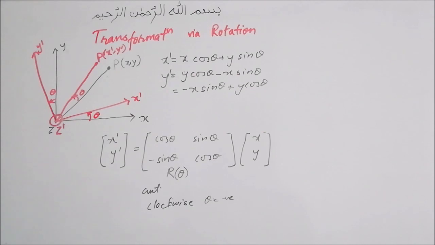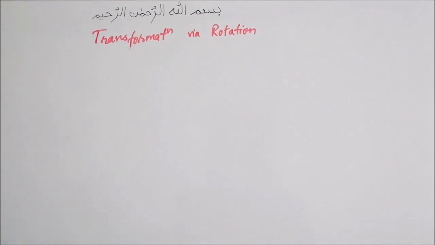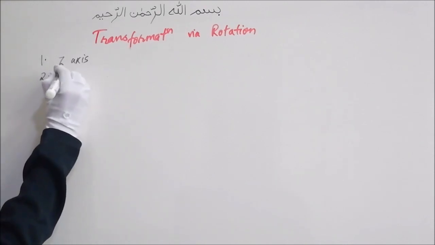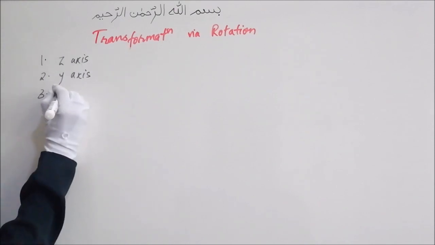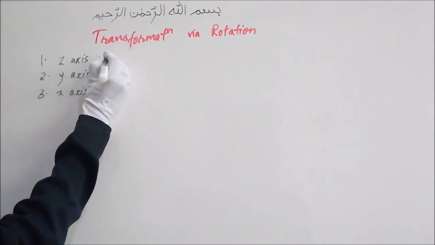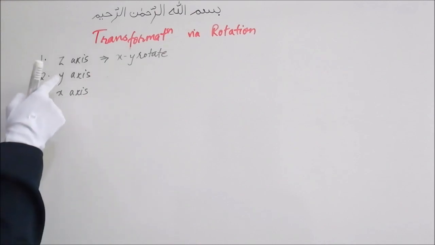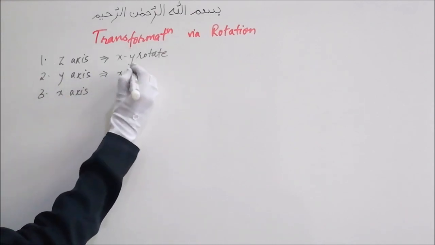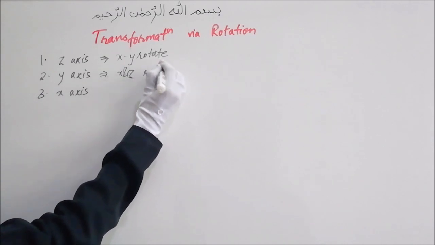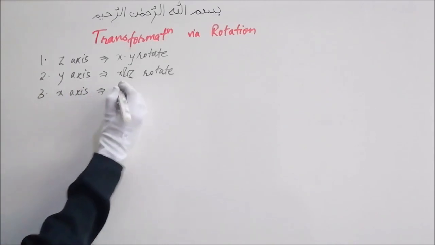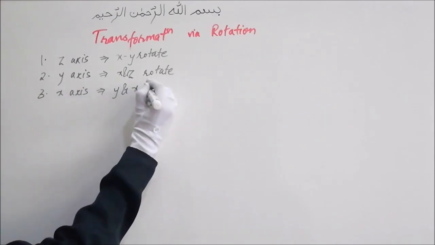Similarly, now if we consider the rotation in 3 dimensions, then what we'll get? For rotation in 3 dimensions, there are 3 cases. First case is you can rotate about the z axis, or you can rotate about the y axis, or you can rotate about the x axis. When you rotate about the z axis, then the x and y axis will rotate by that particular angle. When you rotate about the y axis, then the x and z axis will rotate, and when you rotate about the x axis, then the y and z axis rotate.